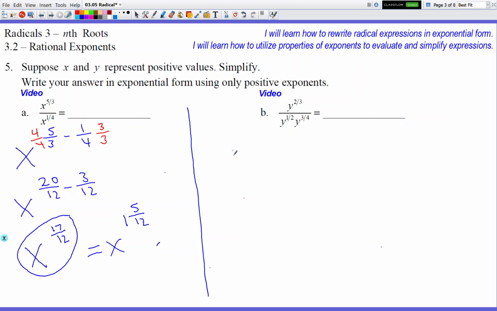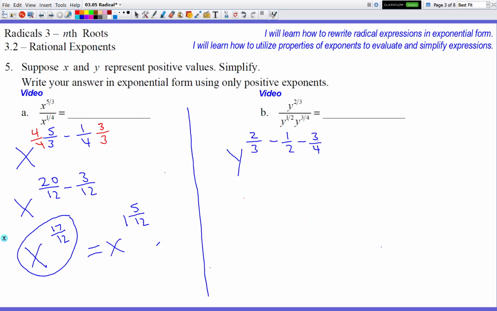So you get y to the 2/3 minus 1/2 minus 3/4. The 1/2 and the 3/4 are subtracted because they're on the bottom of the fraction. Anything on the bottom of the fraction is going to be subtracted from the number on the top.